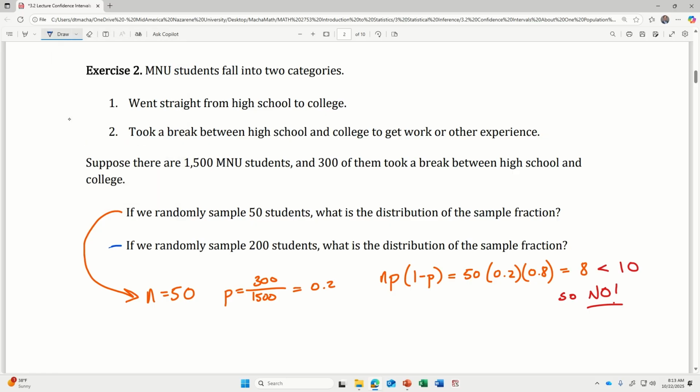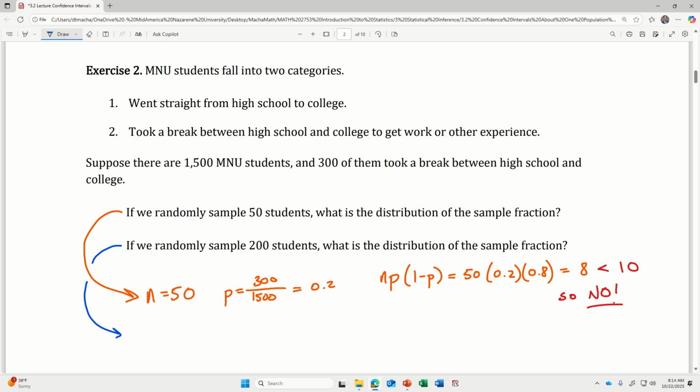So are you randomly selecting more than 50 from the 300? No. We're randomly sampling 50 from the 1500. If you knew which 300 of them took a break, and you only sampled from those 300 students, then you'd get a sample where everybody took a break between high school and college. That wouldn't tell us anything about the question.